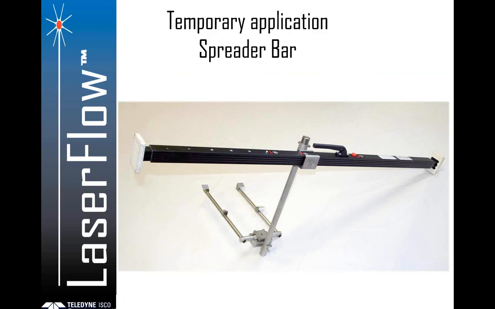Now the laser flow is commonly used for temporary applications as well. For those, we have a ratcheting spreader bar that spans the column of the manhole or the channel. So you put that down in there, ratchet that in place, it pins that bracket to the sides of the channel, and then it uses a similar stainless steel mounting bracket that we use in our permanent locations.